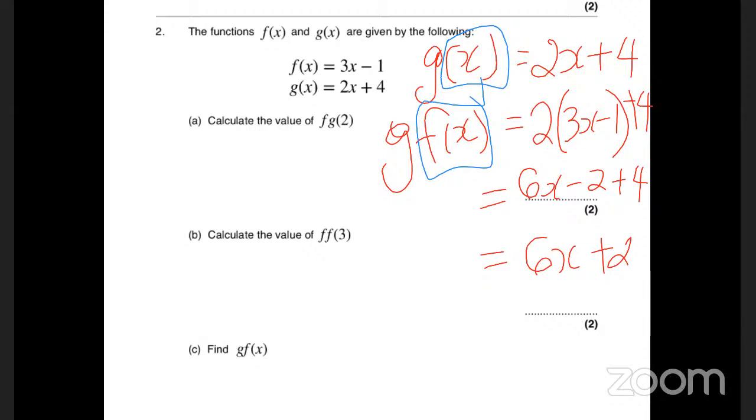So let me just check if I made any mistake on this aspect. Which one is this? All right, so this looks perfectly fine. Just tell me if you see any error and I'll double check it just to make sure.